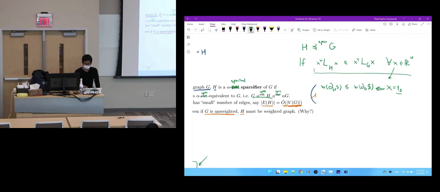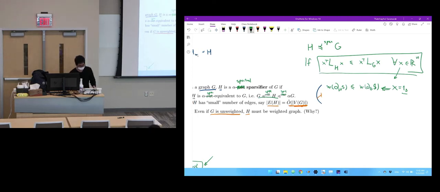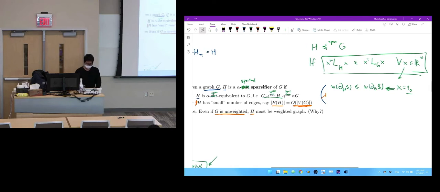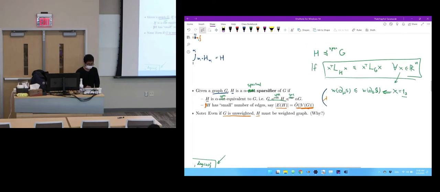But you have this instead. Here is stronger. So now, one can talk about spectral sparsifier. Given a graph, can you compute a spectral sparsifier?